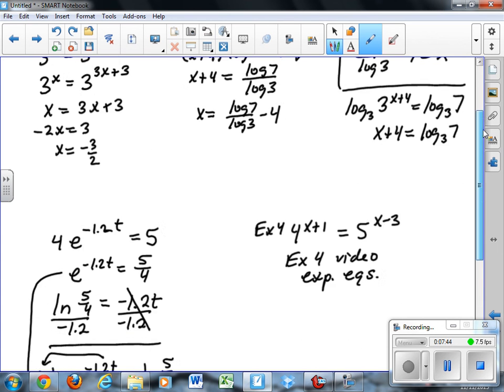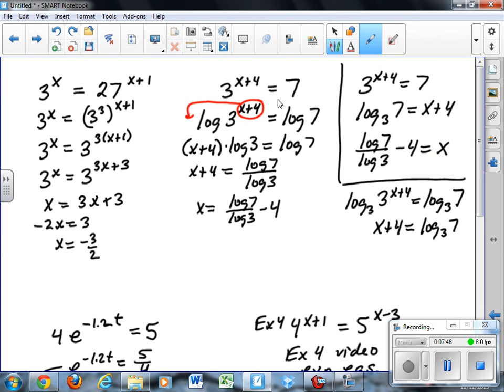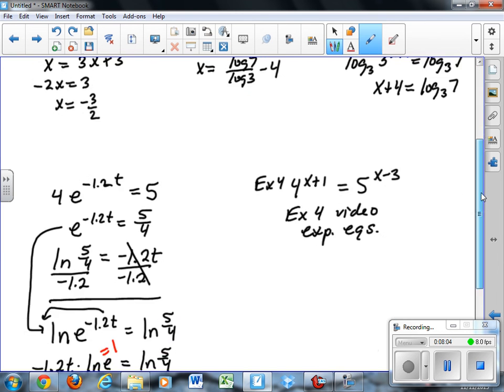Now sometimes you have to do a couple other steps to get them into this form, like maybe if this had been 3 to the x plus 4 plus 5 equals 12, I would have needed to subtract 5 from both sides first, something like that. But once you get the base raised to a power equal to a number, then use logs. Okay, so there you go.